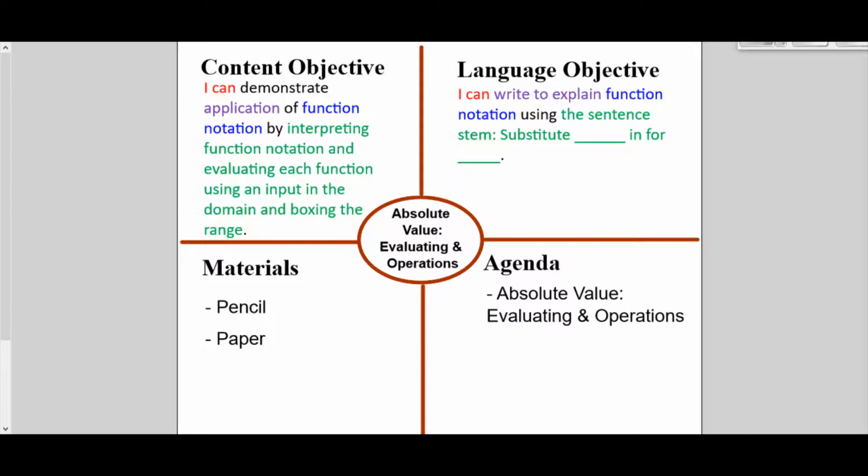In this video, I'm going to go over evaluating and operations with absolute value functions. So please make sure this is the sheet that you're looking at in front of you. So we're going to go over how to evaluate absolute value functions, and then we'll be able to explain how to do that using the stem "substitute blank in for blank."